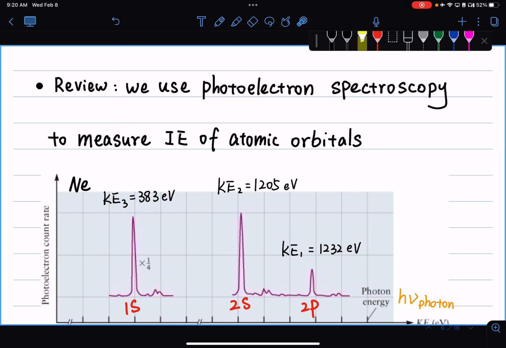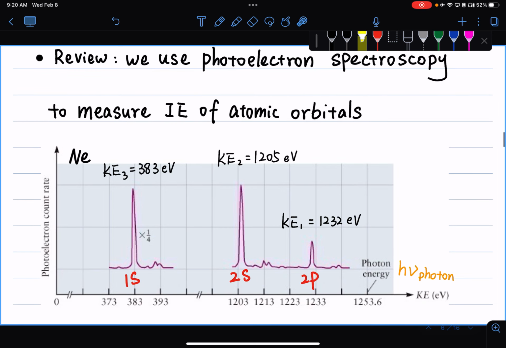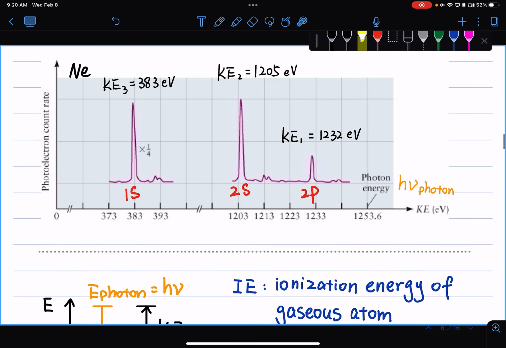So remember before we were just talking about the first ionization energy. That's the ionization energy to remove an electron from the highest atomic orbital, to remove just one electron. So in photoelectron spectroscopy, you can measure the ionization energy of different atomic orbitals, right? So there are slight differences in these two definitions here. And we went over the photoelectron spectroscopy of neon before, and this is a quick review on photoelectron spectroscopy.